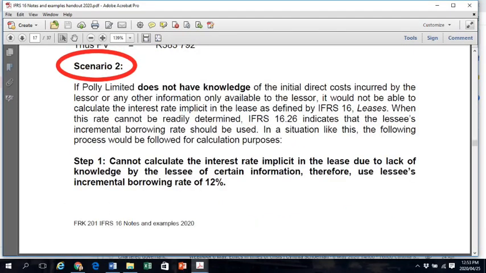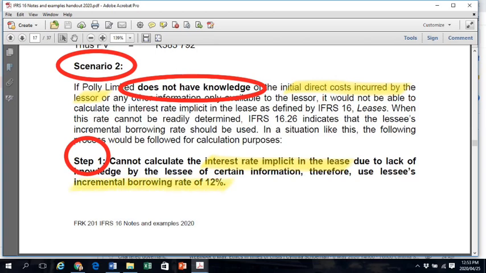Scenario 2 looks at the situation where the lessee does not have knowledge of all the information provided above. That includes information on something like the initial direct cost incurred by the lessor, or perhaps the unguaranteed residual value. Then, as part of step 1, you will not be able to calculate the interest rate implicit in the lease by definition. But paragraph 26 then allows the lessee to use its own incremental borrowing rate.